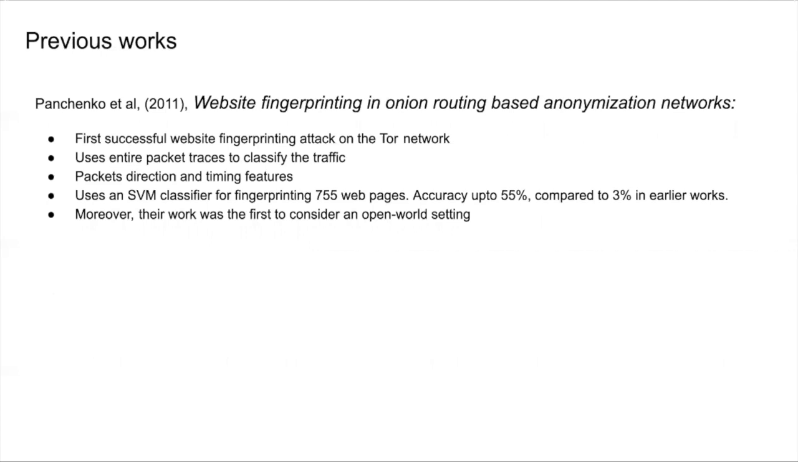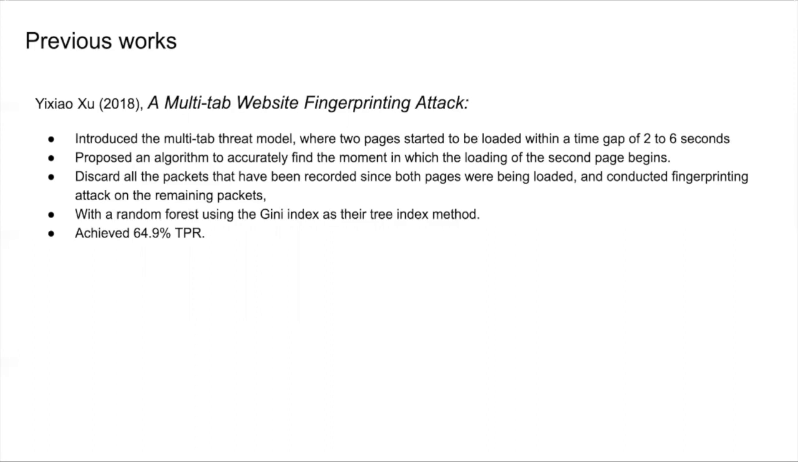Just to mention some previous works, back in 2011 was almost the very first work that tried to do website fingerprinting attack in onion routing. They were mostly using classical machine learning like SVM, and they could reach accuracy up to 55%, compared to the 3% achieved in earlier works. But the point is that all of them used just the scenario in which the victim only opens one single page or uses one application.